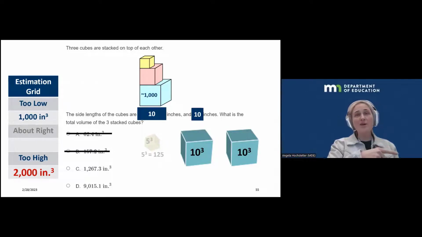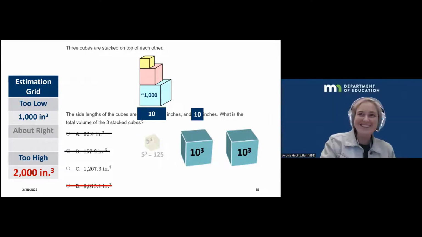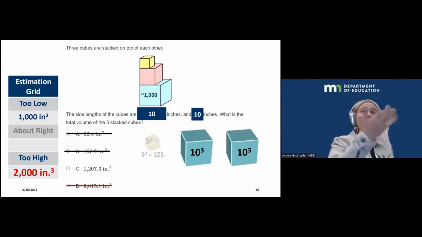Can you answer the question? Let's get rid of D. Thank you, Sarah. Yeah, let's get rid of D. And so in an assessment situation, you have shown that you understand what's happening, how this works.